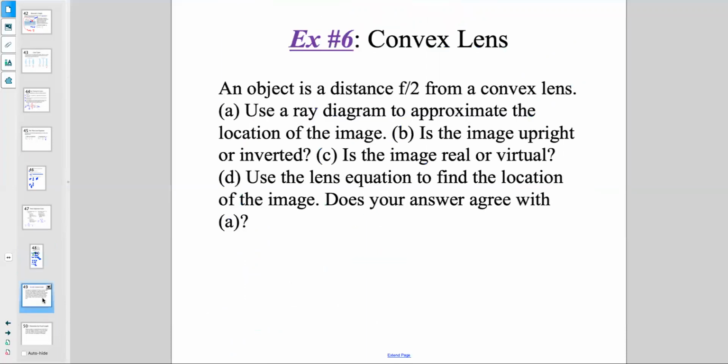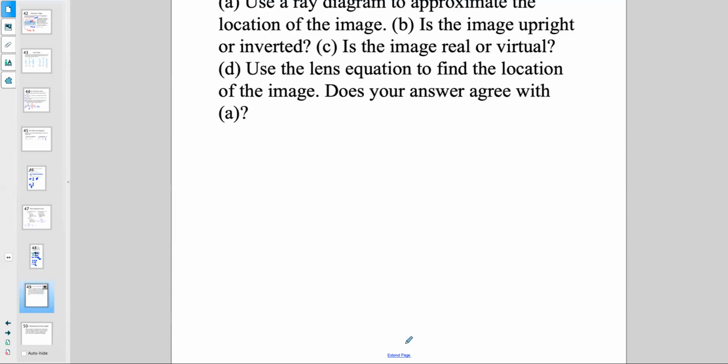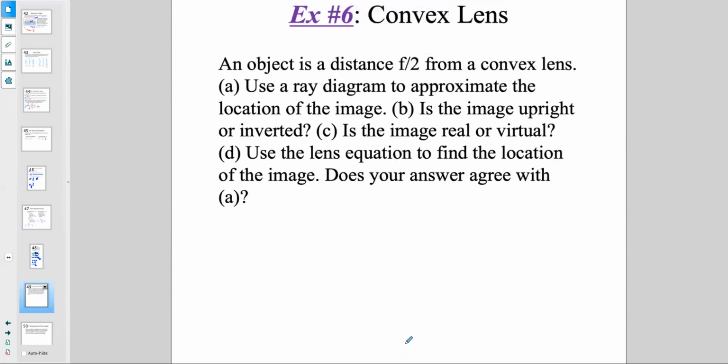Let's take a look at another example, convex lens. The object is a distance f over 2 from a convex lens. Use the radii diagram to approximate the location of the image. Is the image upright or inverted? Is the image real or virtual? Use the lens equation to find the location of the image. Do your answers agree with A? So let's take a look.